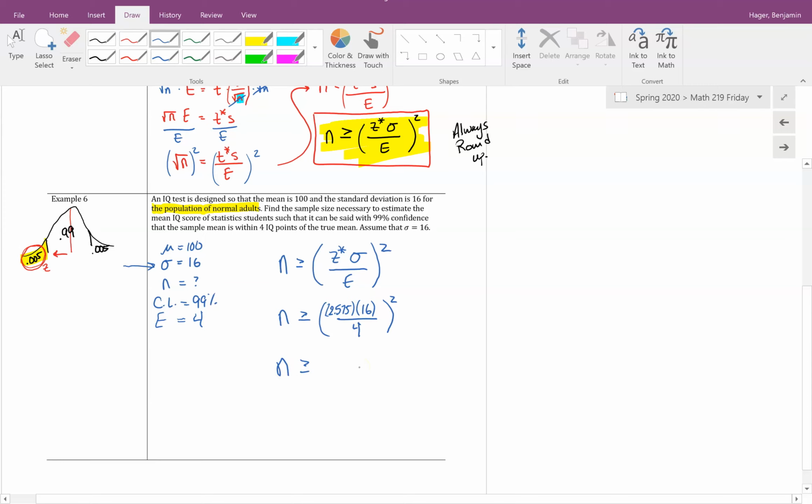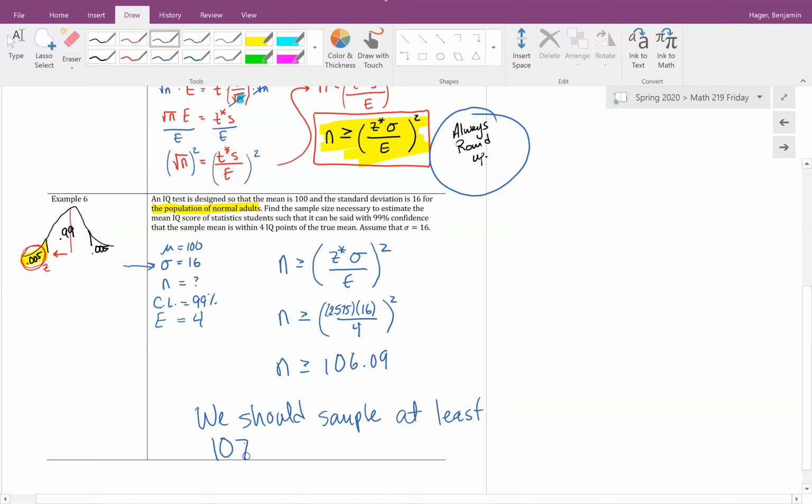Okay, so let me crank all that into the calculator, hopefully right. 2.575 times 16 divided by 4, all squared. I get 106.09. Now we are talking about people here, right? Statistics students. You can't grab 106.09 statistics students. So you always round up. So we should sample at least 107 stats students.